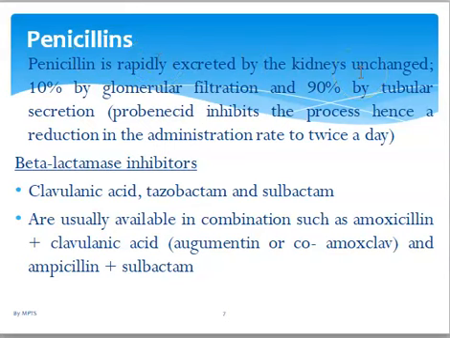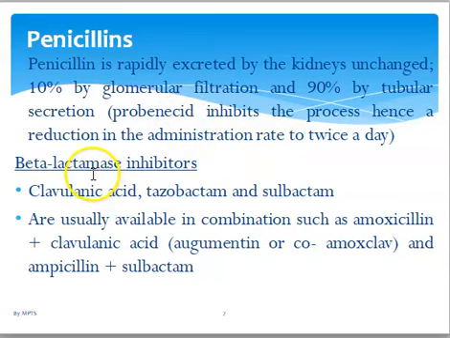Of course, we know when we go to urinate, we always get that scent or that smell of antibiotics. And 10% is via glomerular filtration. However, 90% is through tubular secretion. Probenecid inhibits tubular secretion and hence reduces the administration rate to twice daily.